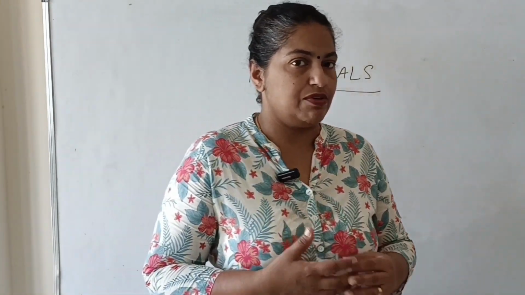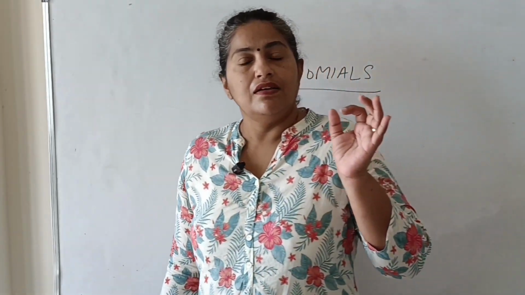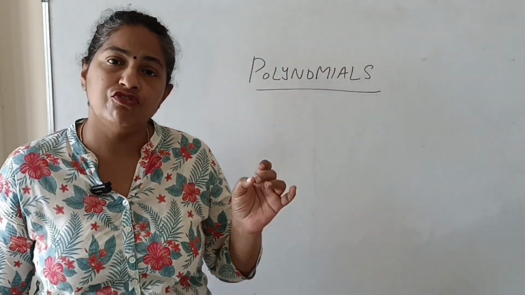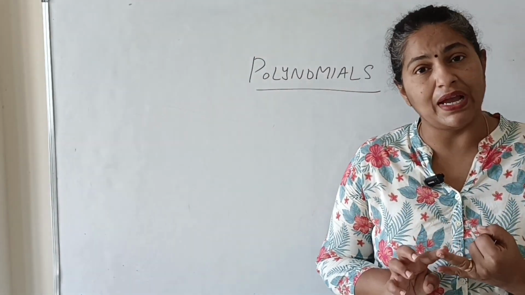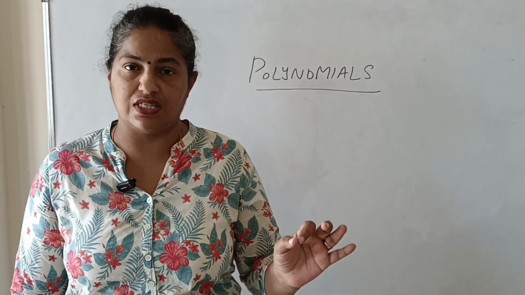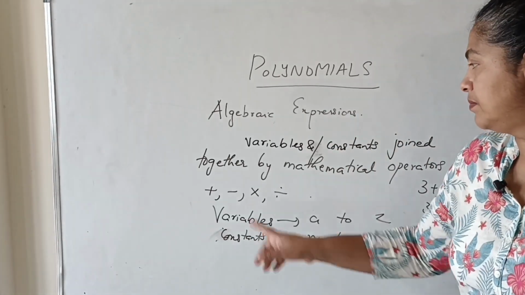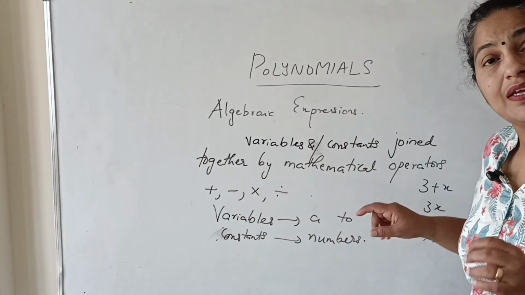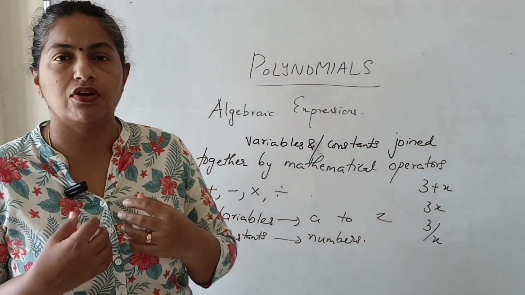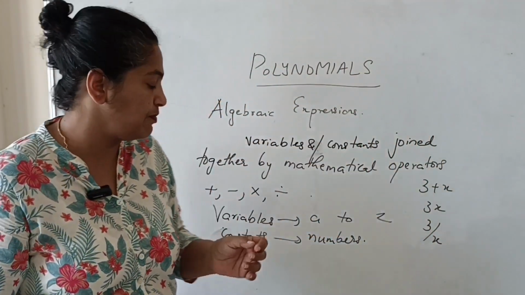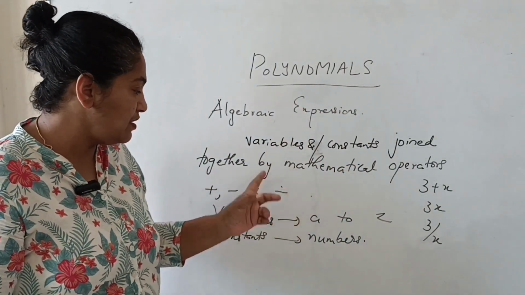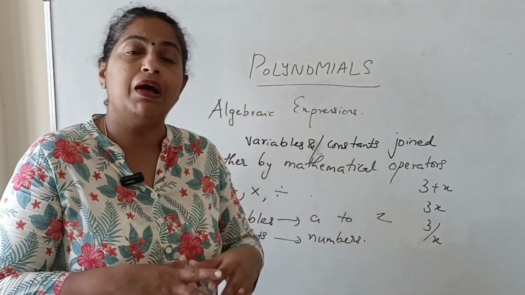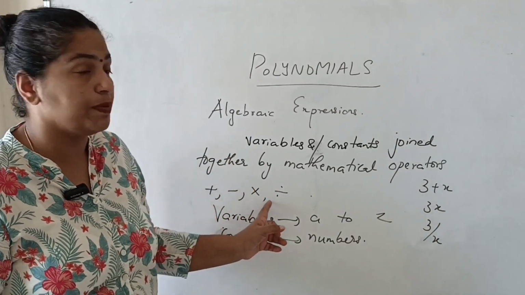So let us start with algebraic expressions. What is an algebraic expression? Variables or numbers joined together by the mathematical operators of plus, minus, multiplication sign and division sign are called algebraic expressions. Variables can be anything from A to Z, normally represented by the small letters of the English alphabet. Constants are basically numbers which have a constant value. So either the variables or the constants or both of them are joined together by these mathematical operators.